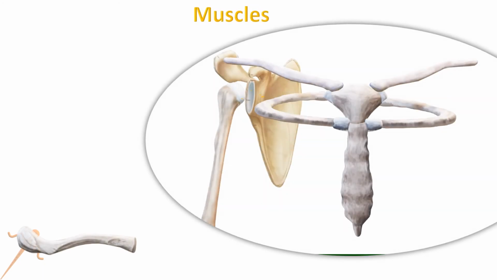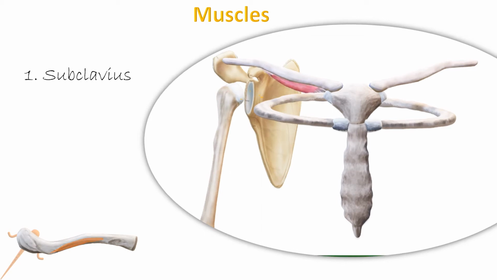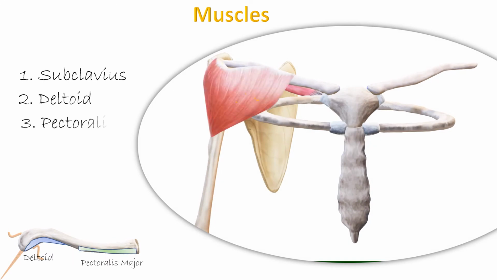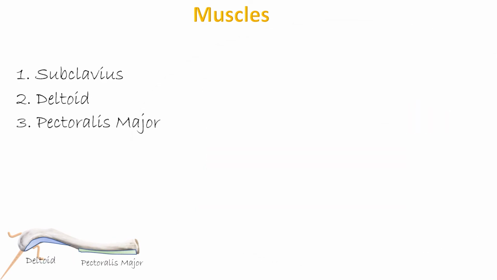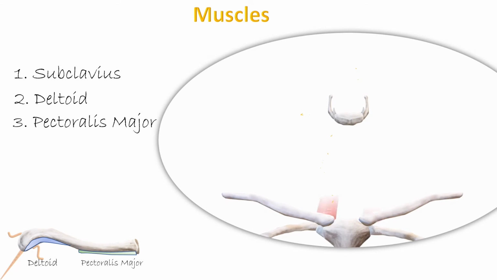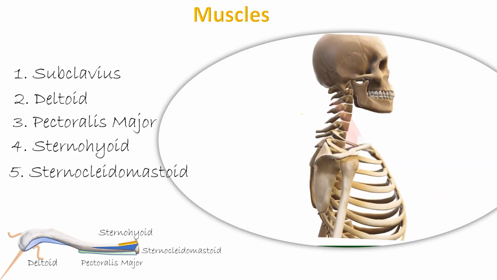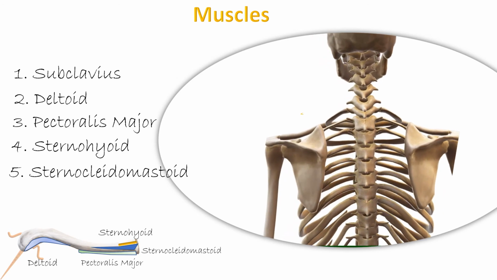6 muscles and 2 ligaments attach to this bone. The 6 muscles being subclavius, deltoid, pectoralis major, sternohyoid, sternocleidomastoid, and trapezius.